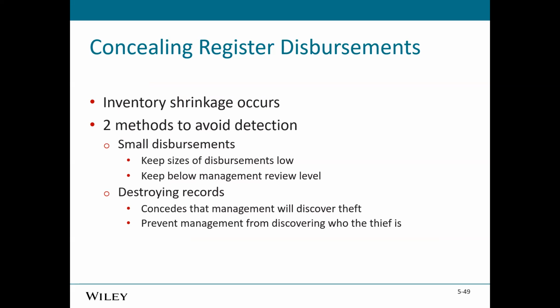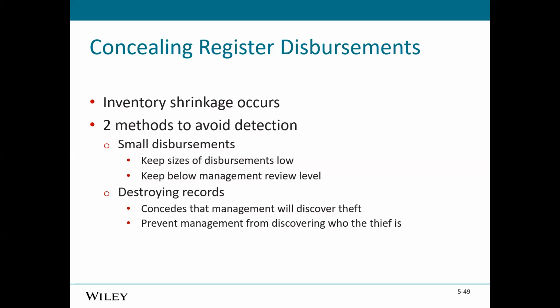So concealing register disbursements. So we'll see inventory shrinkage. So we have in both voids and returns, we have goods that have left the building that are not recorded. So they either have not been returned and we record them as returned, or we voided the sale. So we're recording that they haven't left the store when they actually have. So we should see inventory shrinkage, because for both of those, we're going to have less inventory than our records report that we should.